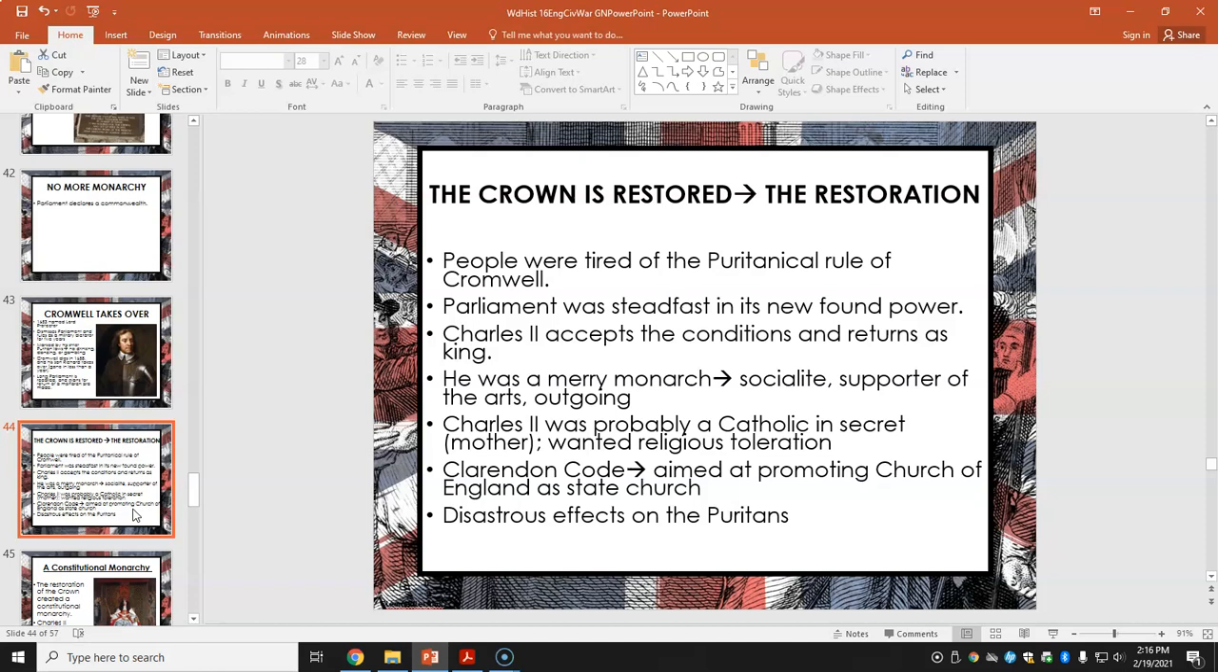Parliament was steadfast in its newfound power. Charles II accepted the conditions and returns as king. He was a merry monarch. He was known as a socialite, supporter of the arts. He was also pretty outgoing.